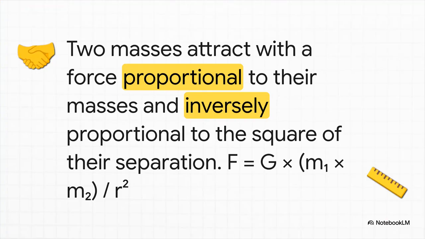So what does this formula actually mean? Well, it tells us two really simple but powerful things. First, the bigger the objects are, the more mass they have, the stronger their pull on each other. You double the mass, you double the force. Simple. But second, and this is the really cool part, the force gets weaker the farther apart they are. And it gets weaker fast. It's called the inverse square law.